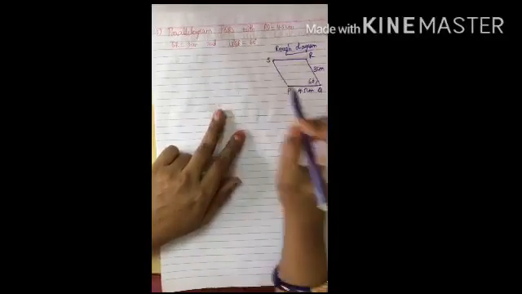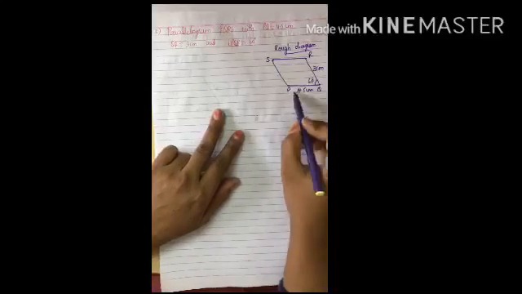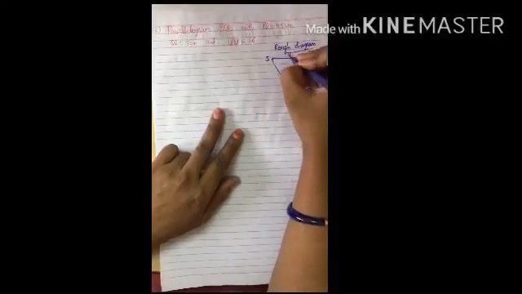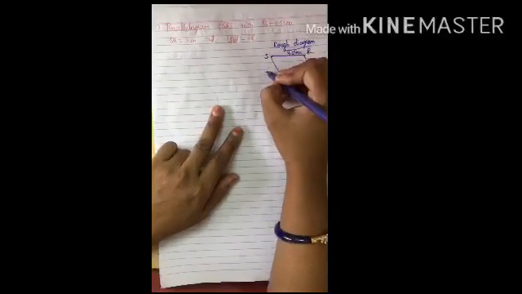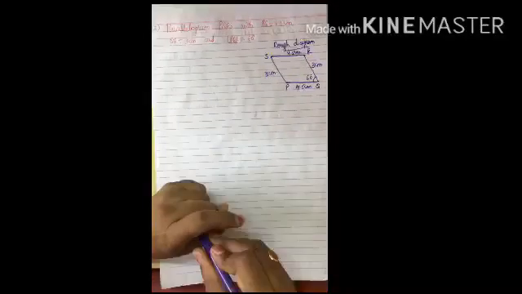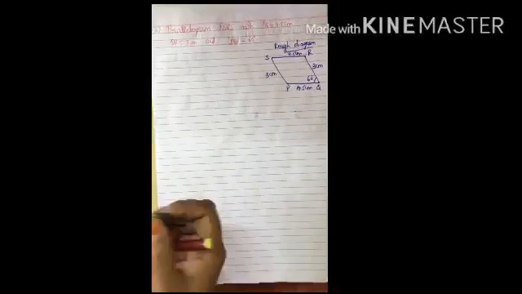And in the parallelogram, opposite sides are equal. So if PQ is 4.5 centimeters, SR is also 4.5 centimeters. If QR is 3 centimeters, then SP is also 3 centimeters. So this is the rough diagram, children. Now we are going to construct the actual figure.